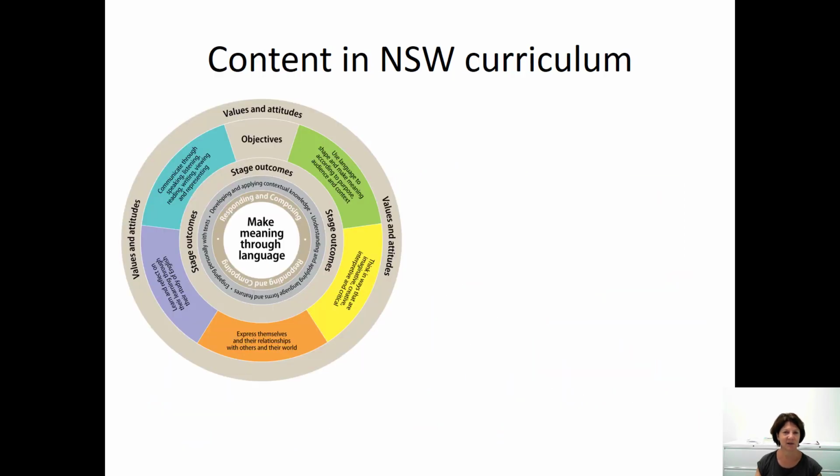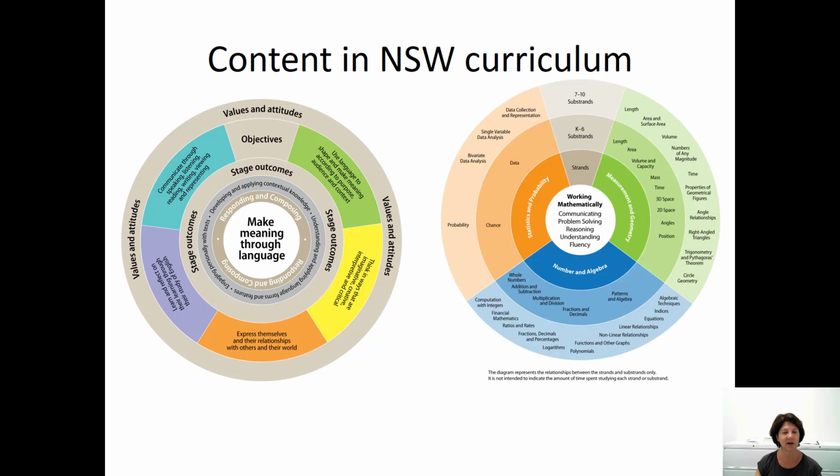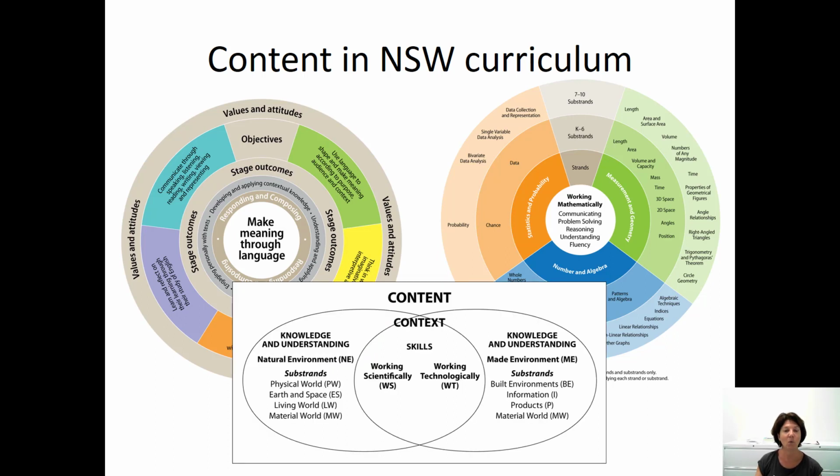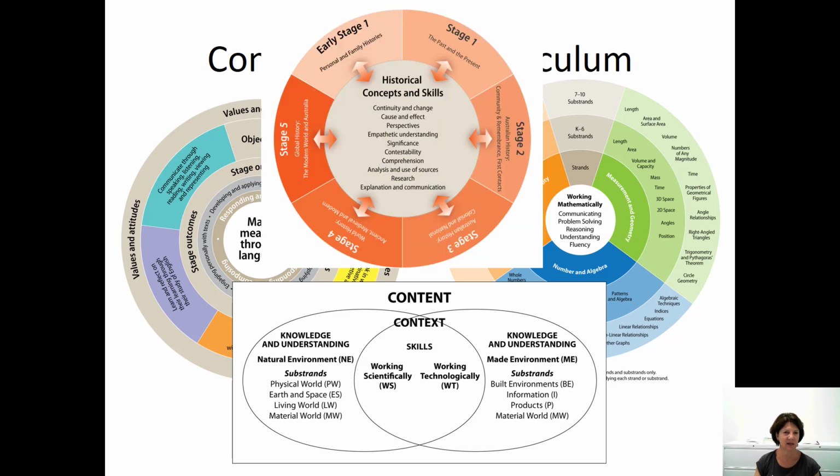And if we look at the New South Wales curriculum, we're not going to look in detail because this is where you'll be looking in your particular discipline areas. The content is organised around different strands and different ways of organising. So we don't have one way of organising knowledge because our discipline areas have particular ways of understanding the world. So look at what you're doing in your area and look at how that's organised.